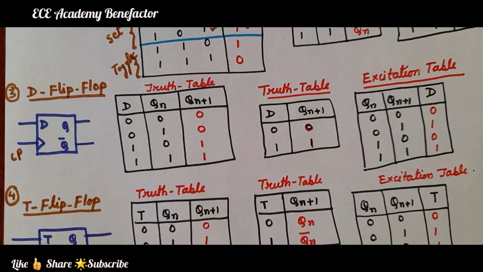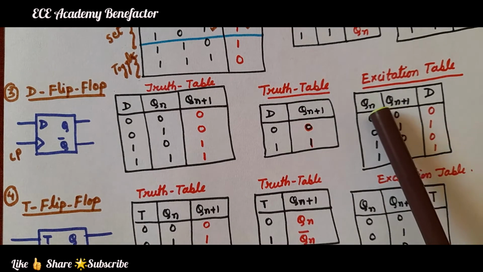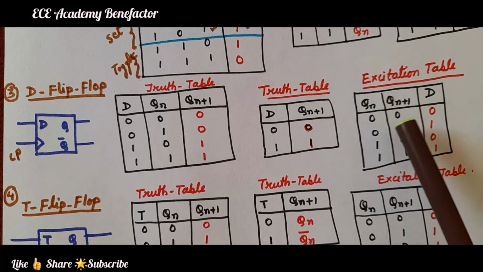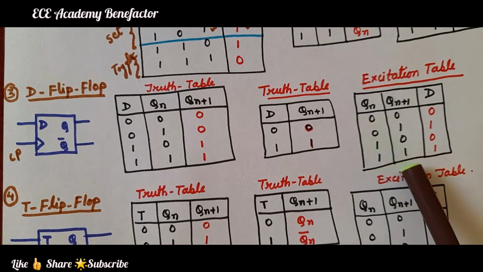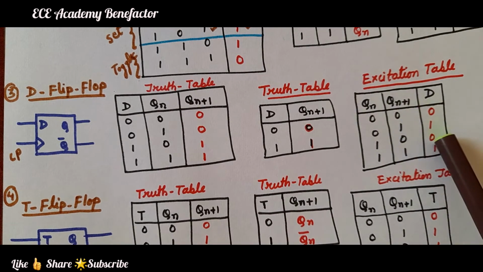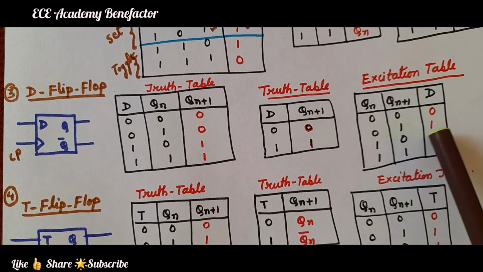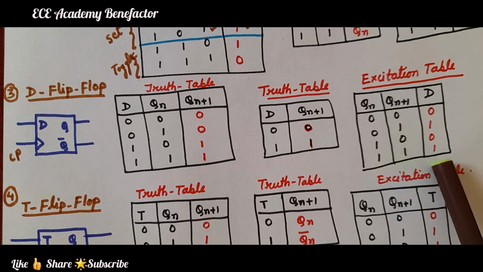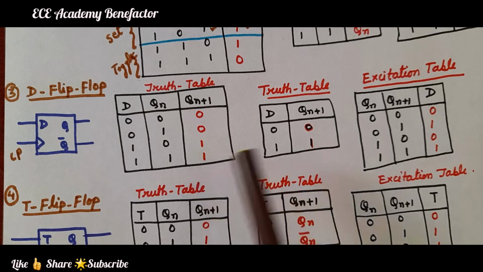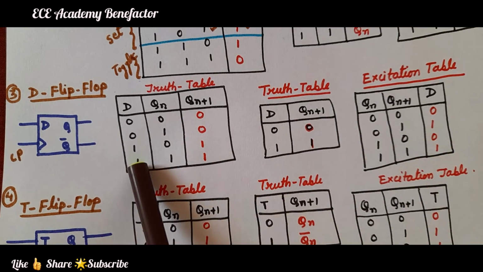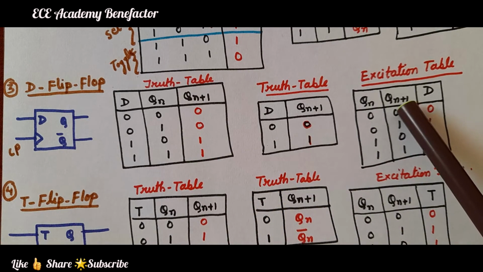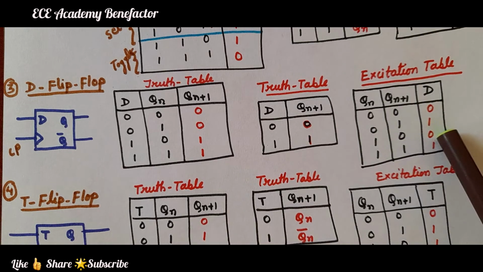Coming to the excitation table, the input, generally we take it as Qn plus 1. For these two variables, 4 combinations, 0 0, 0 1, 1 0, 1 1. So, whatever is at Qn plus 1, the same thing will appear at D. So, it is written as 0 1 0 1. So, the D flip-flop is very easy to remember, the truth table and the excitation table. Whatever is at D will appear at Qn plus 1, and coming to the excitation table, whatever is at Qn plus 1 will be appearing at D.